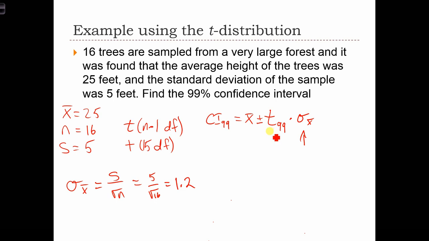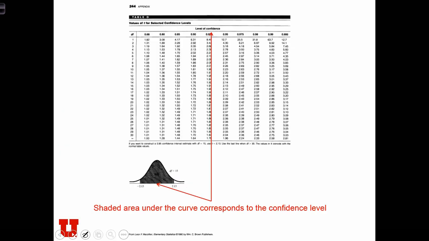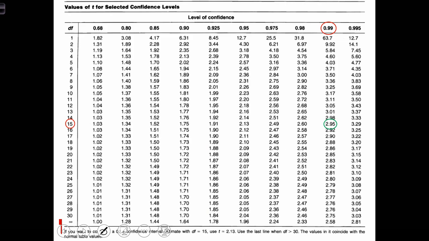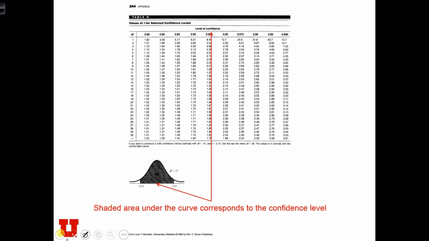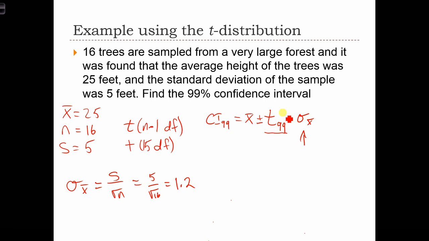So all that remains to do is to find this t-score for this confidence level. Let's look at our chart. Here's our confidence level chart. In this case, we're going to use the row with 15 degrees of freedom, and we're going to use the column with a 99% confidence. When we go across this row, we find that the t-score is 2.95. So let's go back. We found that this t-score is 2.95.